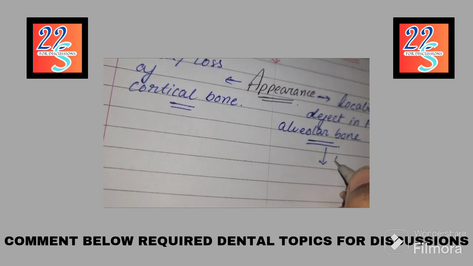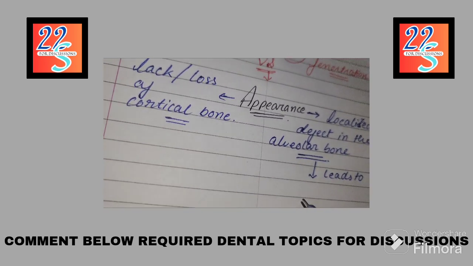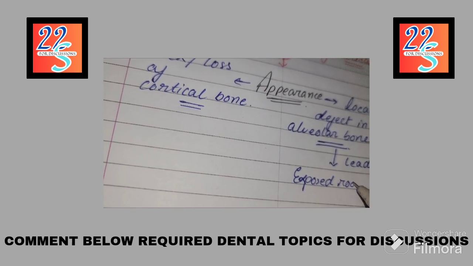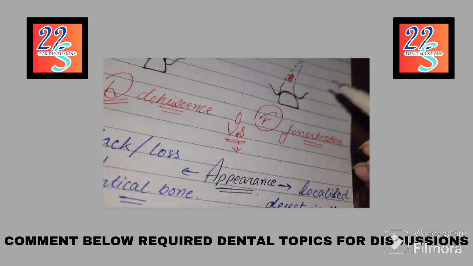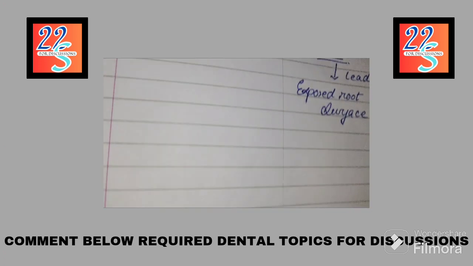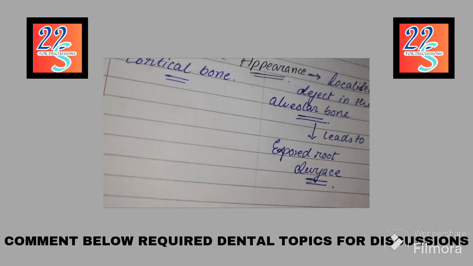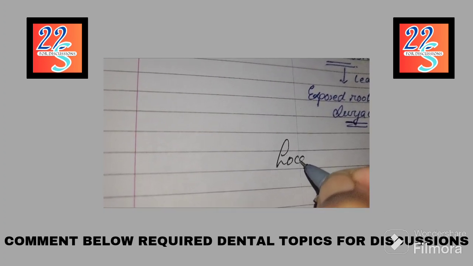So the defect is localized to a particular point on the root surface, which leads to an exposed root surface. Exposed root surface is the most important point you need to remember when you answer fenestration. Exposed root surface. These are the three words you can remember.